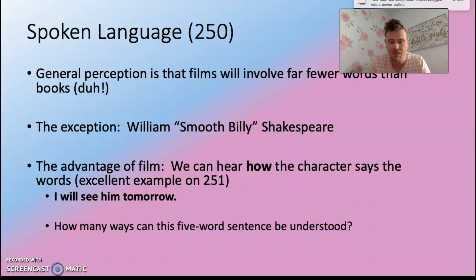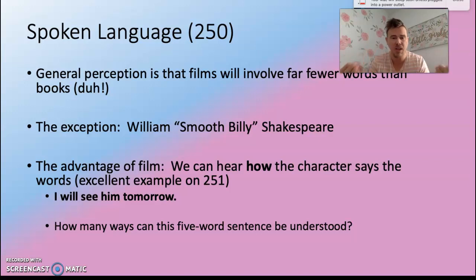I will see him tomorrow. I will see him tomorrow. I will see him tomorrow. Try to stop me. Think of all the ways that, just based on the way words are stressed, the way these words are spoken, the different interpretations there. I will see him tomorrow. Based on what we stress here, this can be interpreted in many different ways.